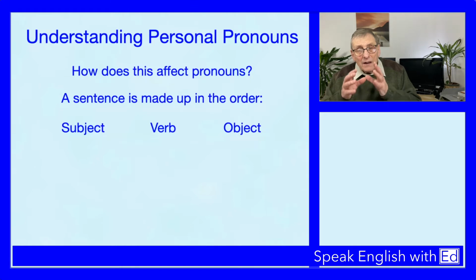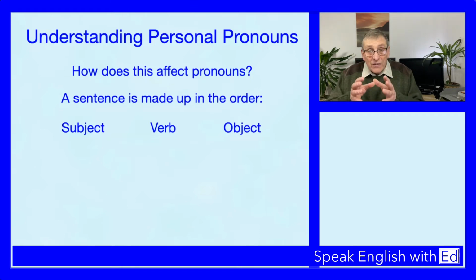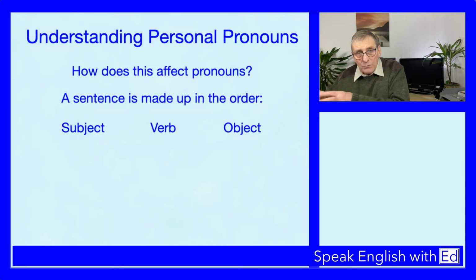And the verb, this is the thing that the subject is doing. It could be talking, it could be writing, it could be walking, it could be working, it could be thinking. The verb tells you what is happening. And the object of a sentence is the person or the thing that is receiving the action of the verb. So whatever the subject is doing, it's doing it to the object. Okay?